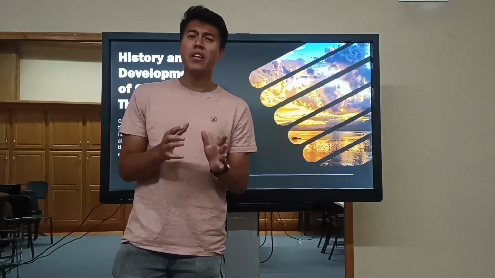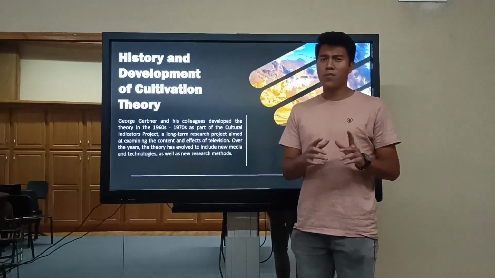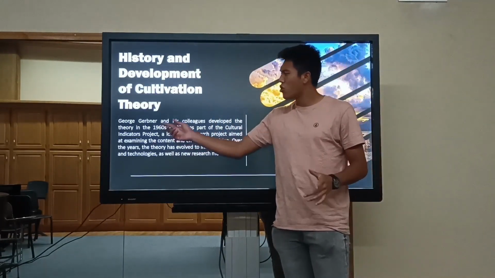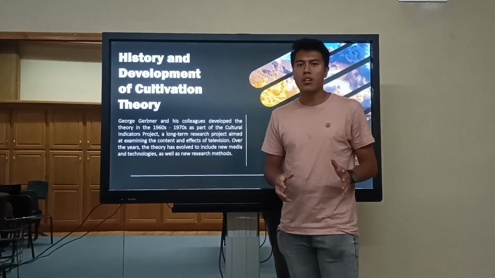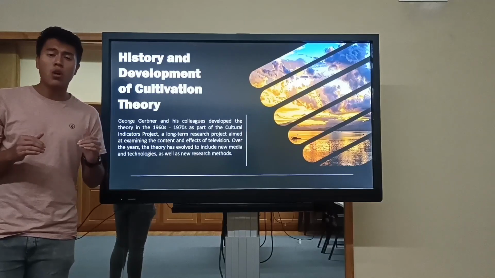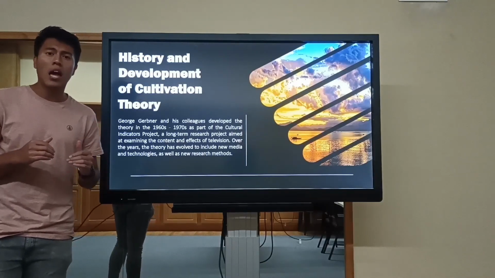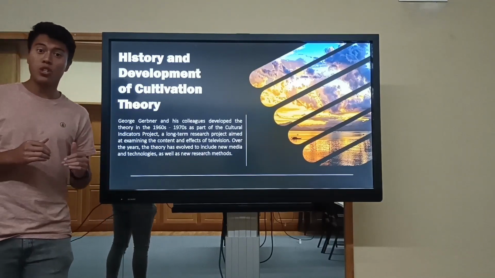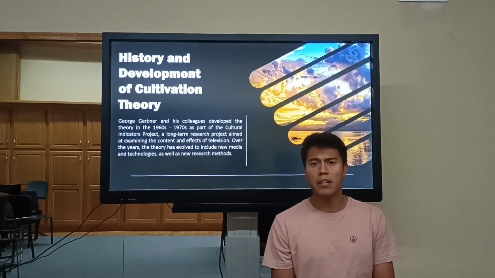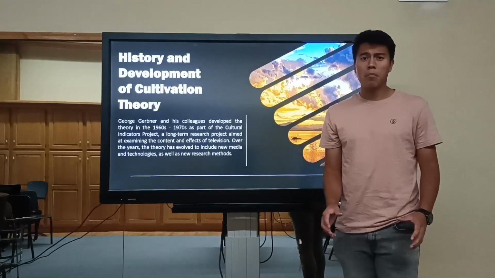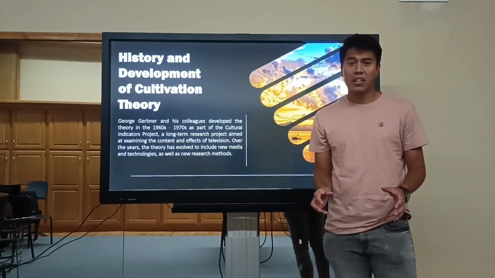Let's start with a brief history about the cultivation theory. This theory was first introduced by George Gerbner between the 60s and 70s of the last century. Gerbner and other researchers wanted to understand how media influenced people's views of reality as part of the Cultural Indicators Project, a long-term research project aimed at testing the content and the effects of television. Over time, the theory evolved to encompass a broader range of media effects.